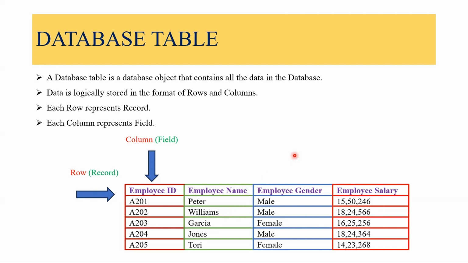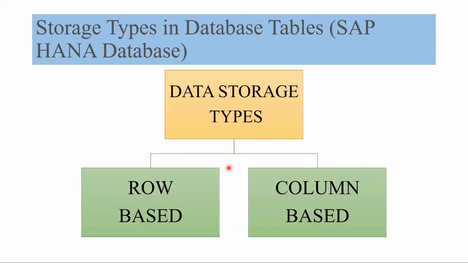In the backend, that is the database layer, the data is stored in a different way, and majorly there are two ways in which the data is going to be stored. So, storage types in database tables, that is in the SAP HANA database, are of two types. One is row-based storage type and another one is column-based storage type. Let's learn about each of them in detail by knowing their properties.